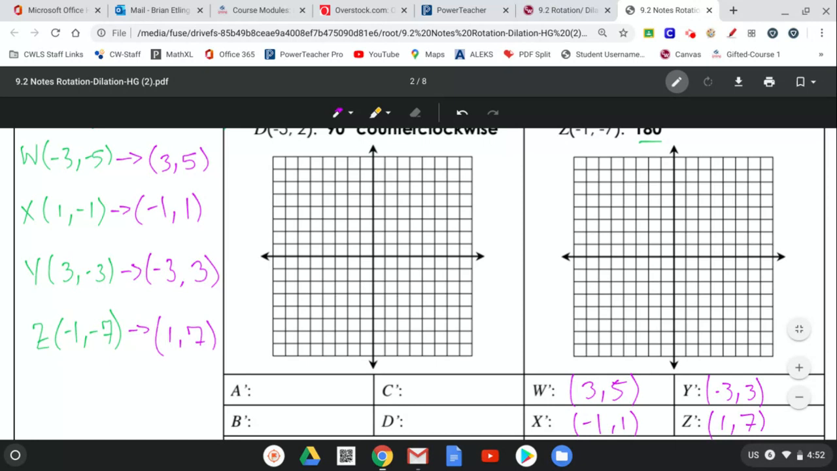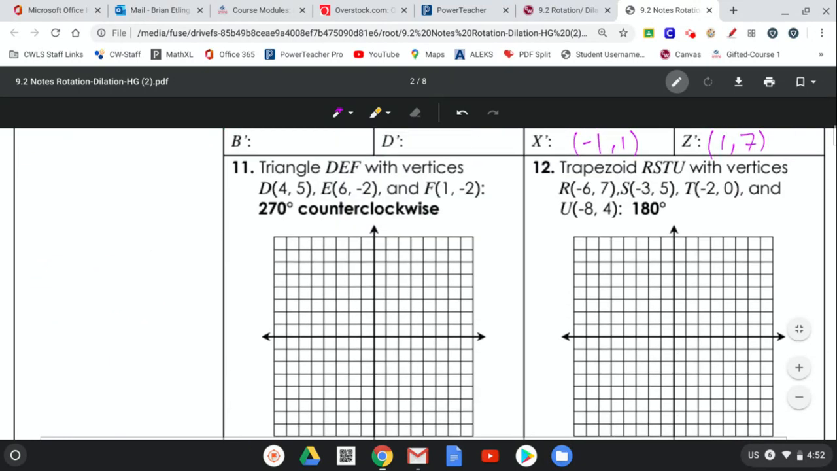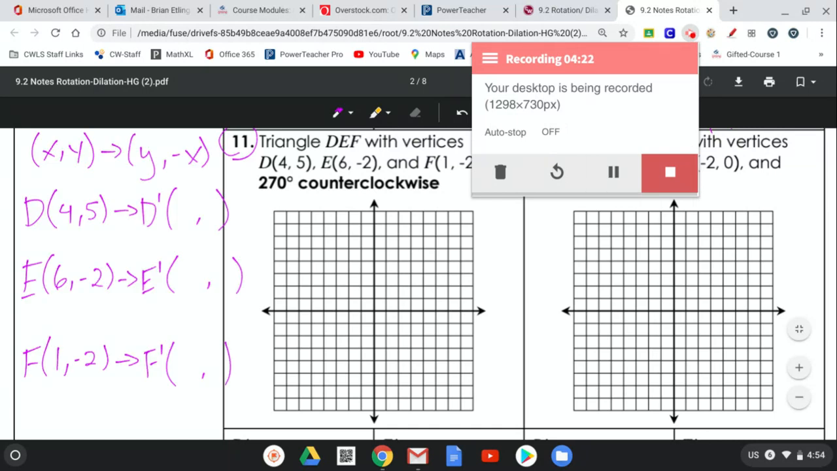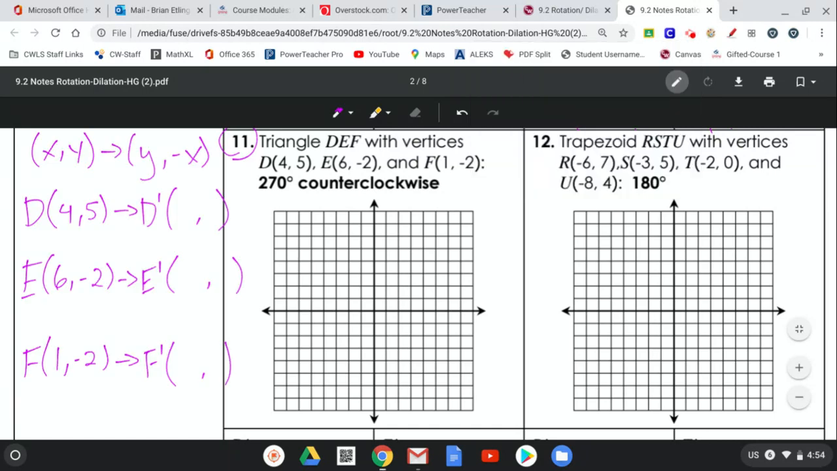Okay. So now let's move on to one that's rotating 270 degrees. So we're going to do number 11 together, and then I'm going to have you guys do the rest on your own. Check your answers on Canvas. Okay. So let me get this one set up. All right, guys. So like I said, I want to do number 11, and then I'll let you guys do number 12 on your own, and we'll talk about 13 and 14 because those are a little bit different.